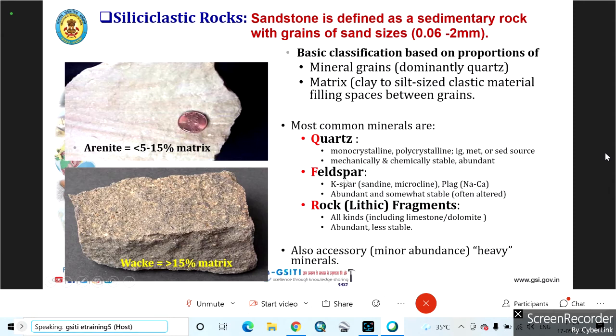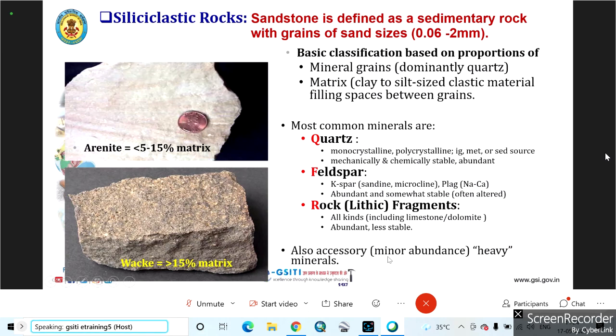Then the next dominant grain is the feldspar, and as per the stability series, potash feldspar is much more resistant as compared to the calcium feldspar. So here the sanidine and microcline are the dominant feldspars in the sandstone. Then the next constituent is the rock lithic fragments, of all kinds, including limestone and dolomite fragments, and that is less stable. In addition to these principal components, there are also some heavy minerals present within the sandstone.